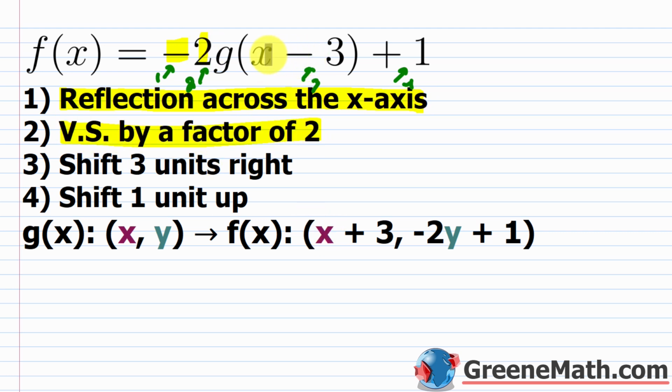Coming on the inside, we have x minus 3. Again, to undo that, I want to add 3. So that's going to shift 3 units to the right. That's for this guy right there. And then coming back outside, you have this plus 1. That's going to shift 1 unit up. So thinking about g of x equals 1 over x squared, you have your x comma y, some given point. When you go to f of x, you're going to get x plus 3, comma, negative 2y plus 1.